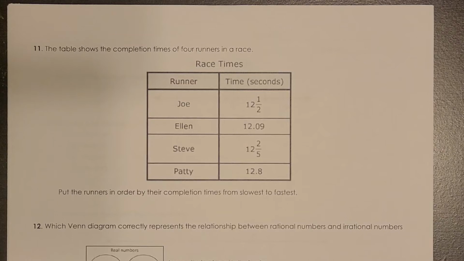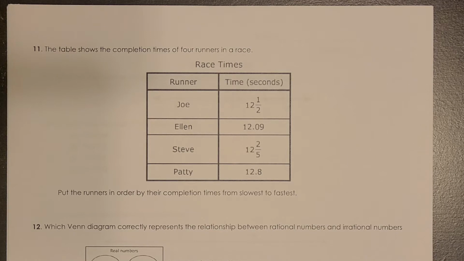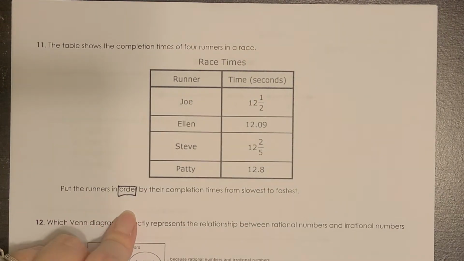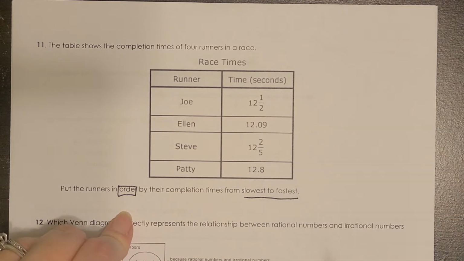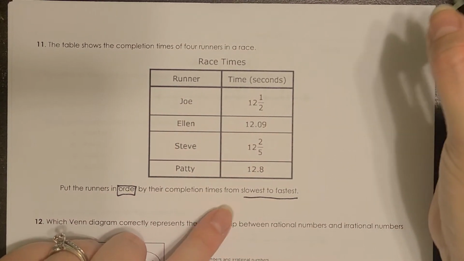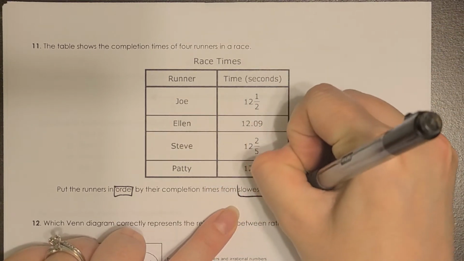Okay, the table shows the completion times of 4 runners in a race. Put the runners in order by their completion times from slowest to fastest. Okay, this one you had to drag your answer choices where they went. So we're just going to write them in order. We want slowest to fastest.